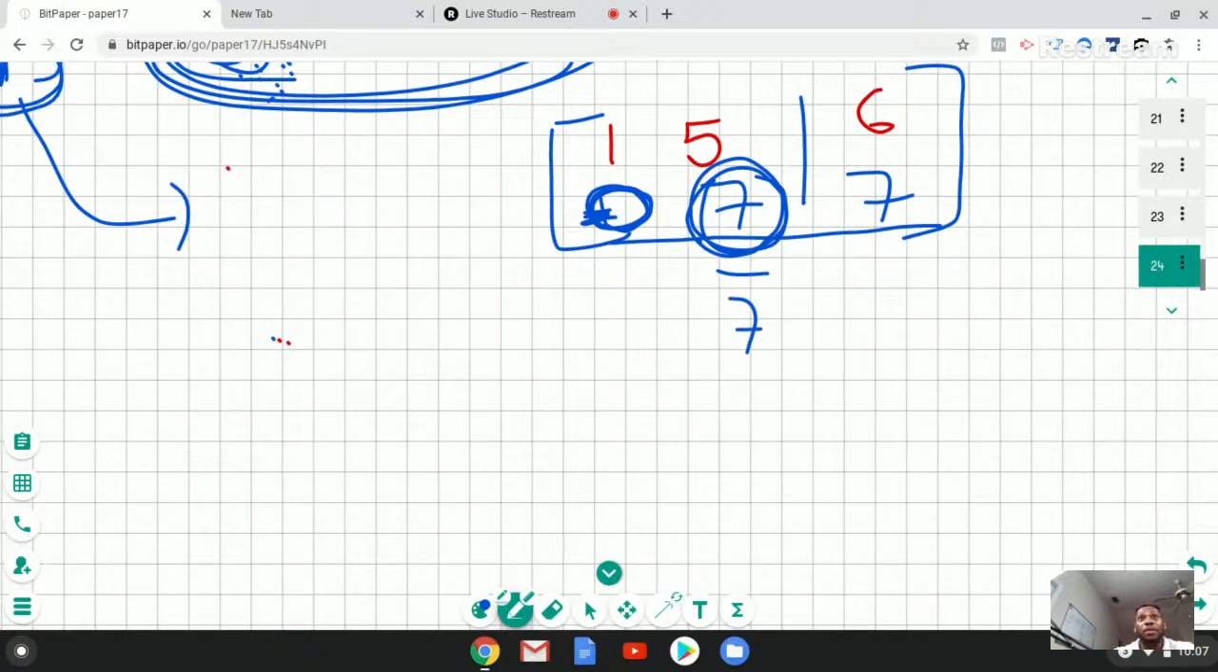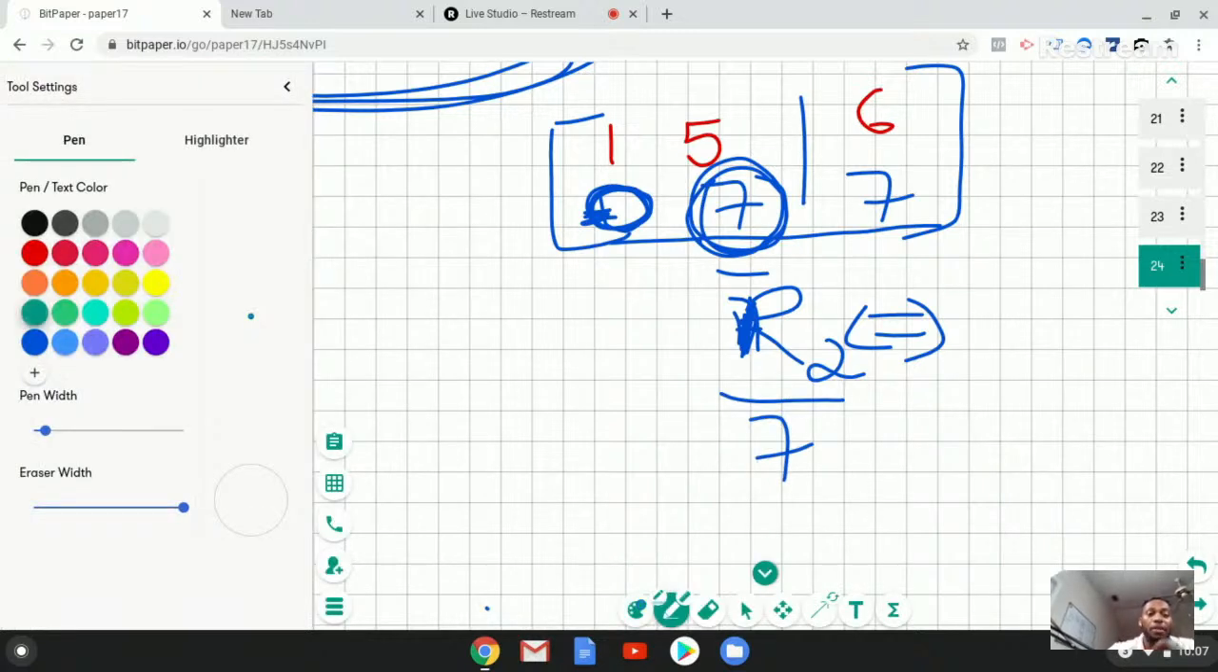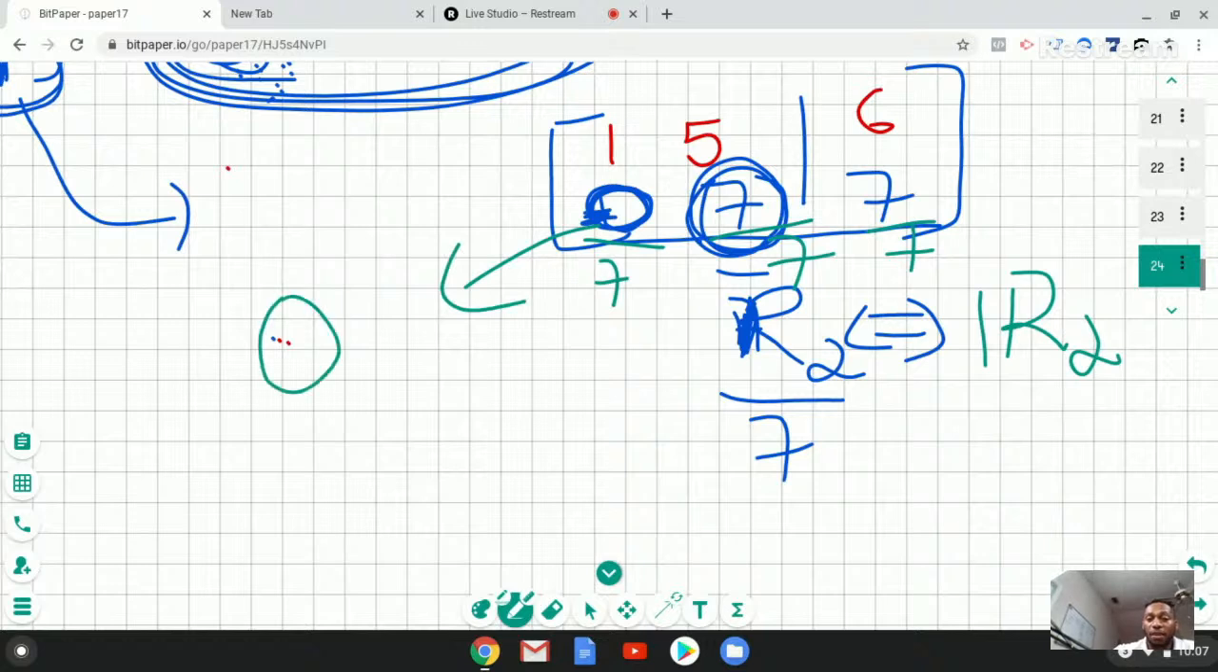So what I need to do is divide the entire second row by 7, and I'm going to call that my new second row. So my new row 2 is going to be row 2 that I have here divided by 7. I'm going to write it in green, my new row 2. So my new row 2 is going to be all of these divided by 7: 0 divided by 7, 7 divided by 7, and 7 divided by 7. So 0 divided by 7 is 0.